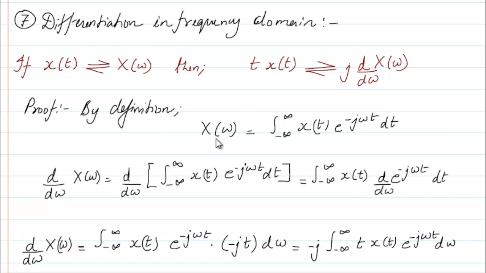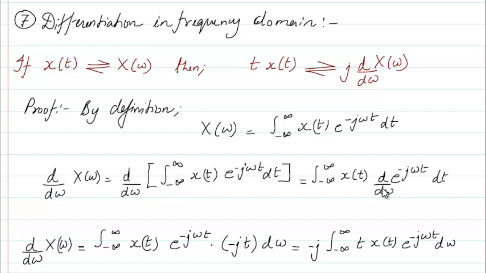By definition, we know that the Fourier transform X of omega is given by this particular equation. That means the Fourier transform of x of t is given by this equation. Now, what will I get if I differentiate X of omega? I differentiate this equation also with respect to omega. I know that x of t is not dependent on omega, only e raised to power minus j omega t is dependent on omega. So I will not differentiate x of t, I will only differentiate this.